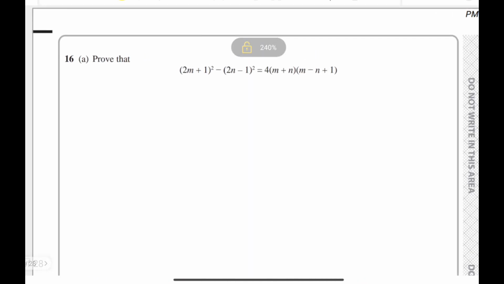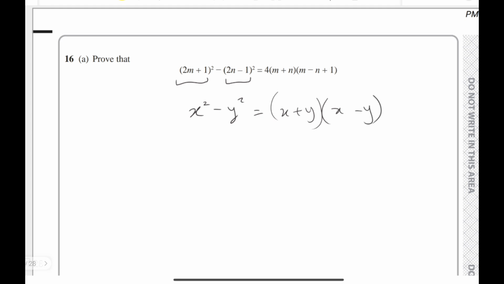Question 16. Prove that 2m plus 1 squared minus 2n minus 1 squared is equal to 4 bracket m plus n and m minus n plus 1. Easy. What I have here is called difference of two squares. For example, x squared minus y squared is equal to x plus y multiplied by x minus y. This is called difference of two squares.